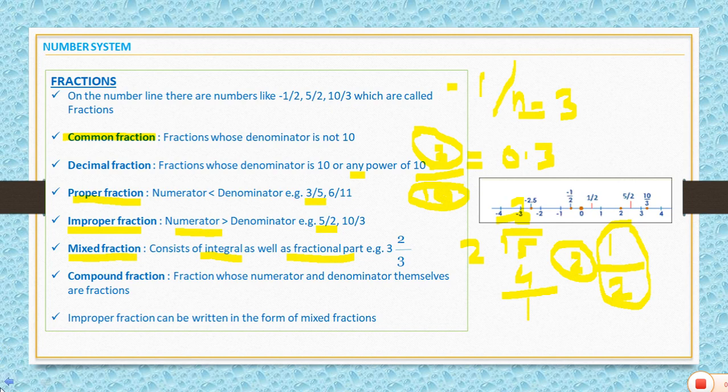Moving towards compound fractions. What are compound fractions? Compound fractions are those fractions where the numerator and the denominator are in fractional form. Like the numerator is 2 by 3 and the denominator is 4 by 3. It can be anything. Both the numerator and denominator have to be in fraction form. Understood?